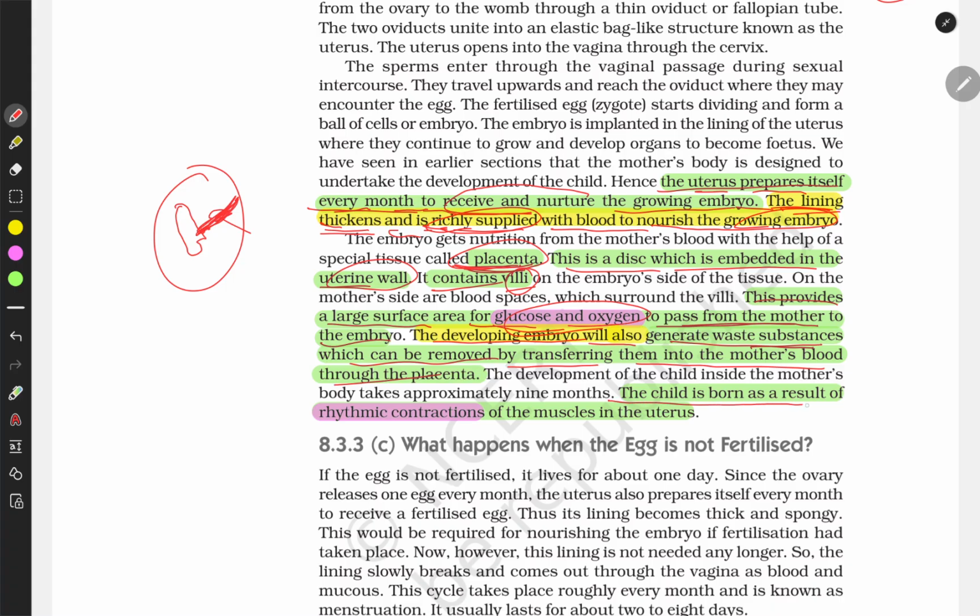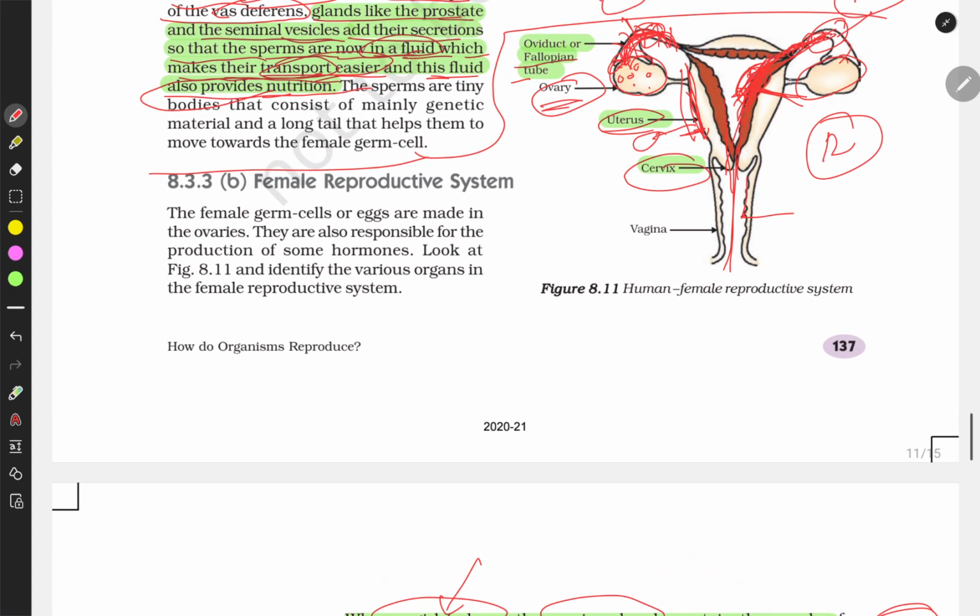And the child is born as a result of rhythmic contraction of the muscles of the uterus. So there is a rhythmic contraction in the muscles of the uterus, which finally ejects the baby out of the uterus.